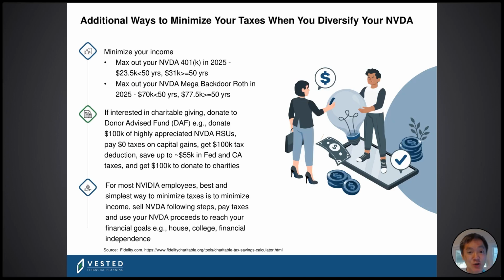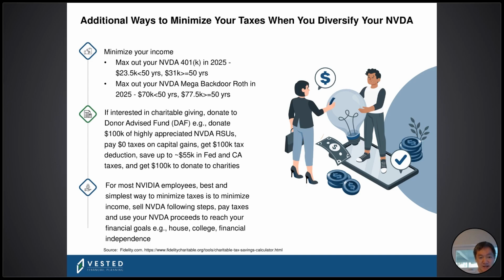Now, the additional ways for you to minimize your taxes when you diversify is minimize your income, because the lower your income, lower tax bracket, so your shares can be in a lower tax bracket. So the way to minimize your income as an NVIDIA employee, you can max out your NVIDIA 401k, the pre-tax, and that's in 2025. So you can put in $23,500 if you're under age 50, $31,000 if you're 50 or older. Okay, that's the first thing you should do.